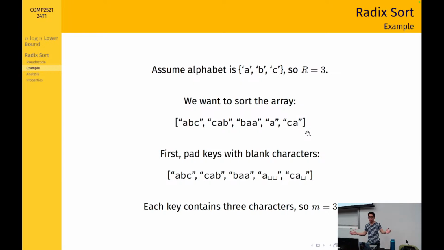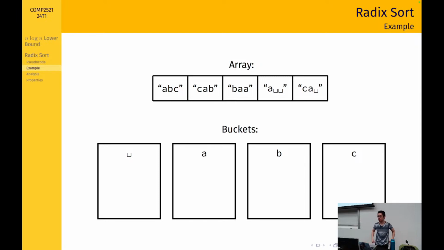First thing you notice is that the keys don't have the same length. So we're going to pad them with blank characters. For these shorter strings, we're going to pad them with blank characters at the end. And each key contains 3 characters, so m is going to be equal to 3. Now here is what our algorithm is going to do. First we're going to create one bucket for each symbol. We've got the blank bucket, we've got the A bucket, B, and C bucket. And here is our original array.